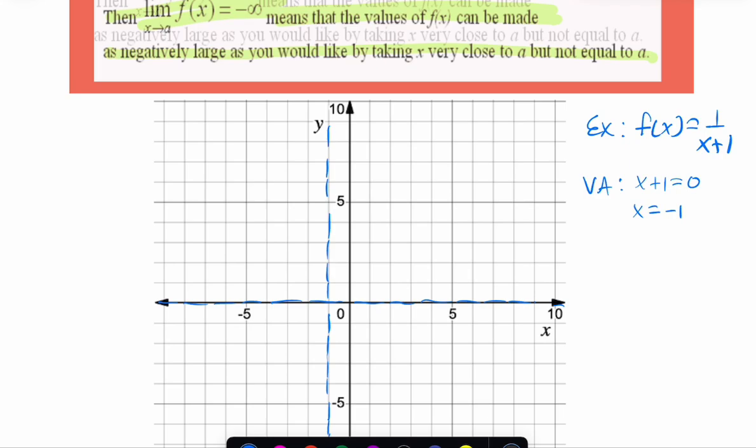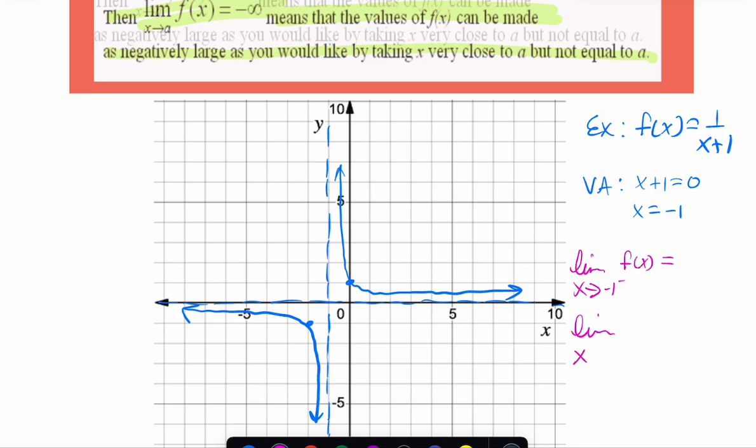If you plug in 0, you get 1. If you plug in negative 2, you get negative 1. And so it looks something like this. Okay, so that's what our graph looks like. Last year we did these. We will review rational functions when we need to, but let's talk about limits. So let's find the limit as x approaches negative 1 from the left. Let's find the limit as x approaches negative 1 from the right.